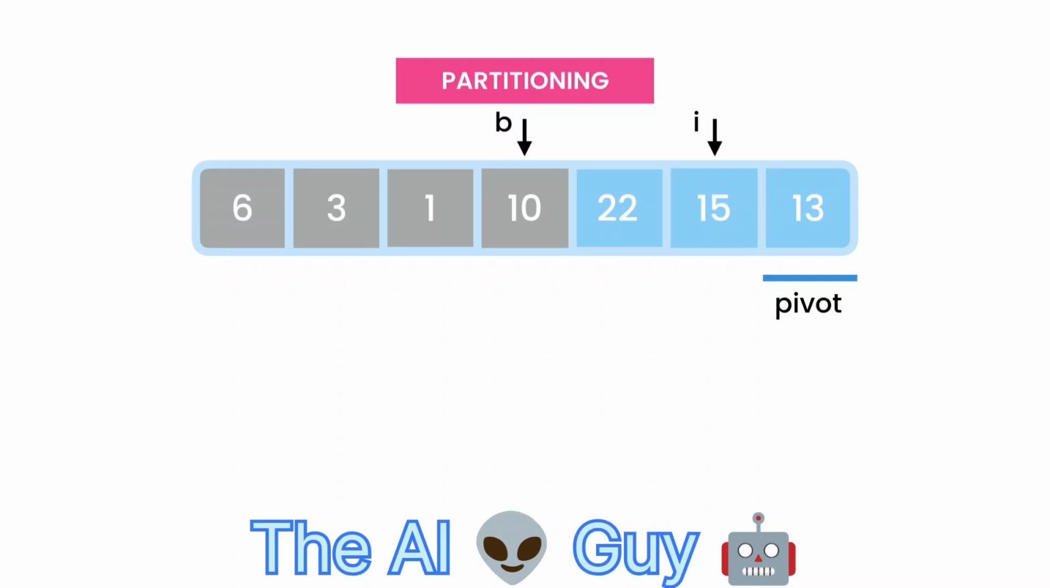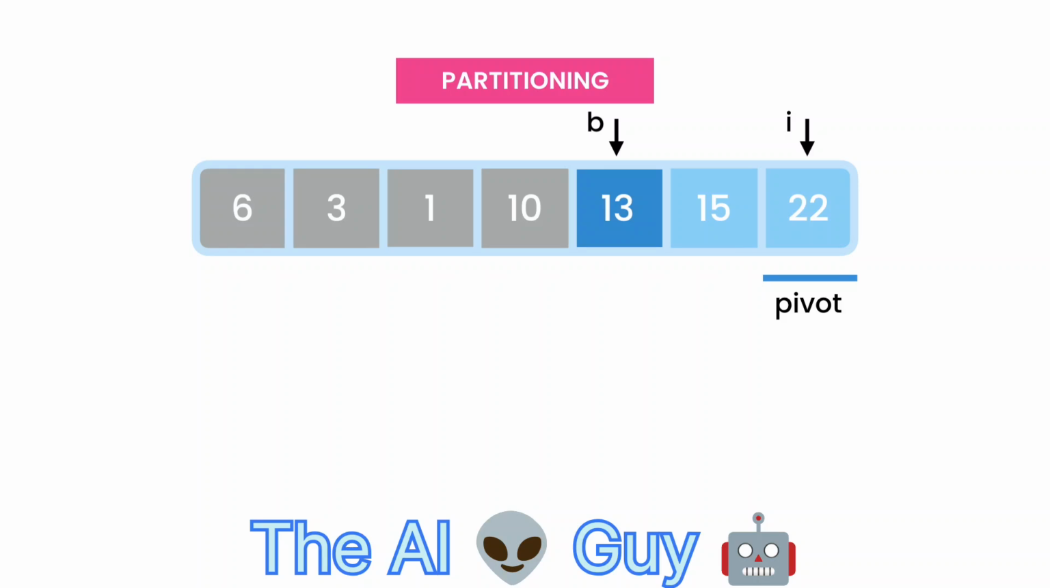We have read all the smaller numbers and put them in the left partition. Now we should put the pivot after the left partition. So once again, we increase the boundary and swap 13 with 22. Now 13 is in the correct position and boundary holds its index. So this is how partitioning works.